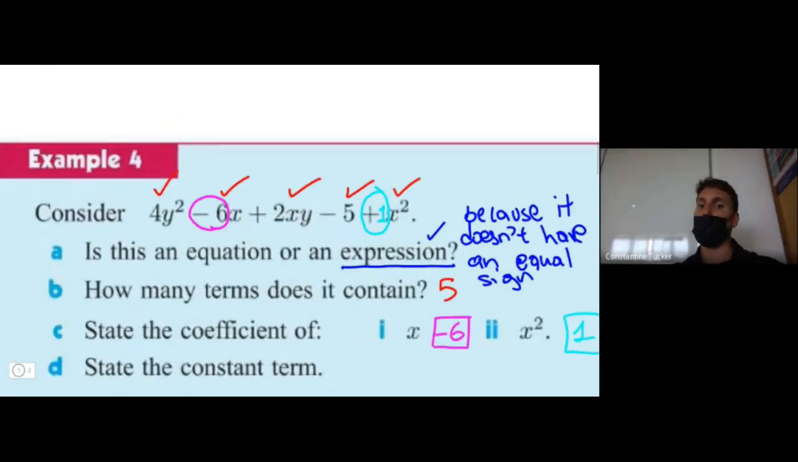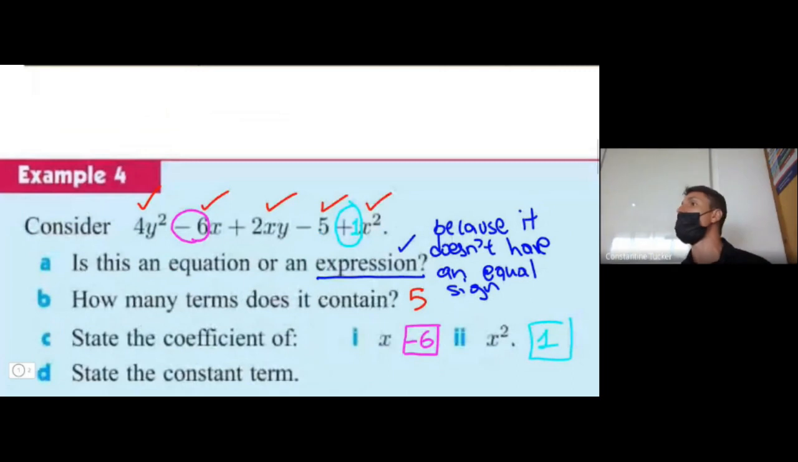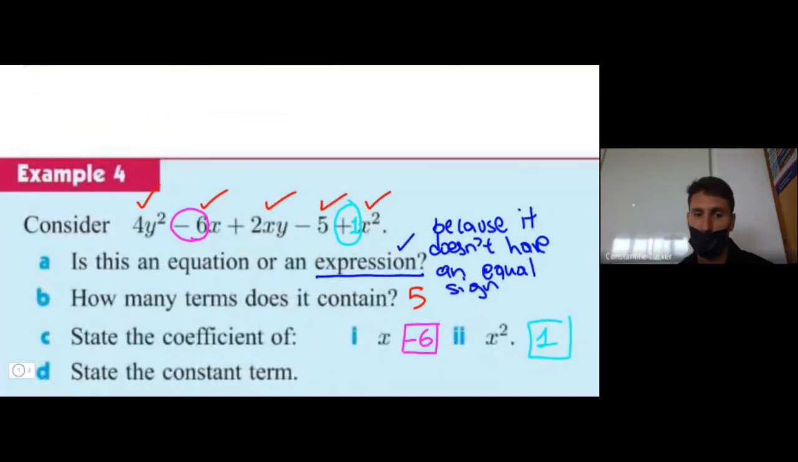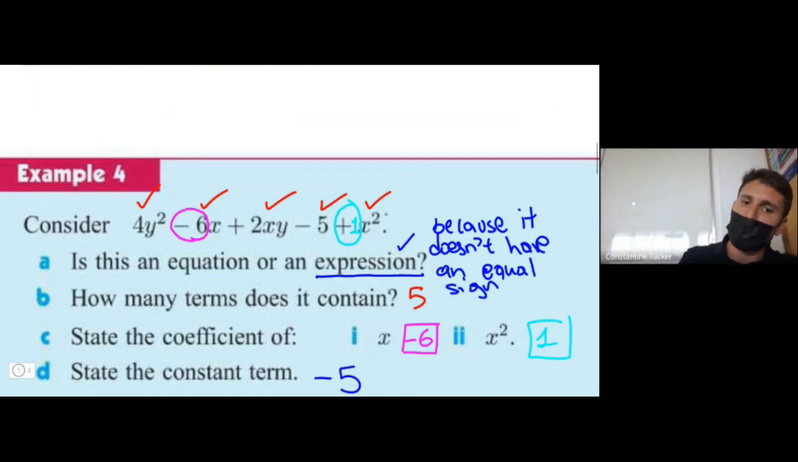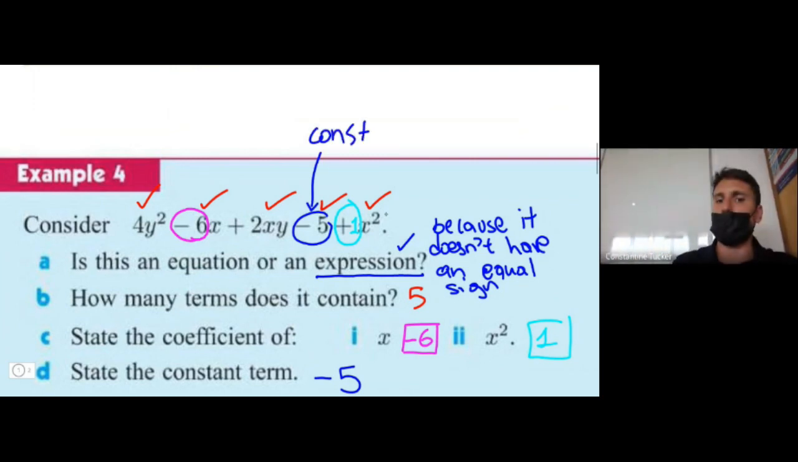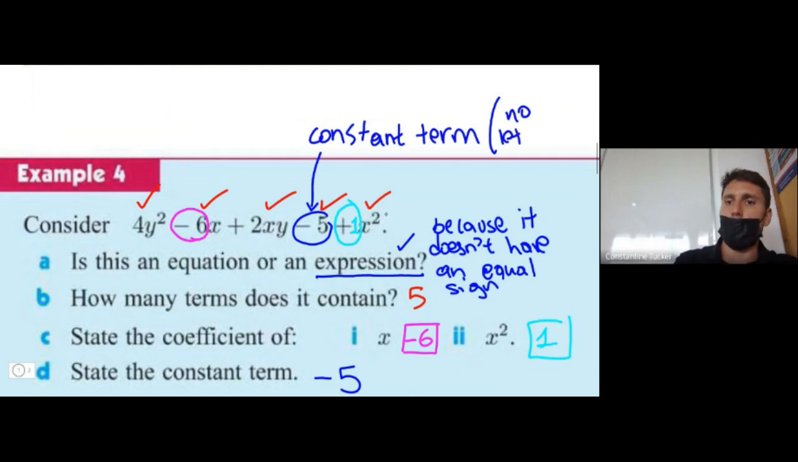Okay, let's do the last one together. Finally, the constant term, Mr. Constantine's cousin. Very close. Oh, -5. So pay attention here, guys. We've got an important announcement to make. This is the constant term, -5. How do we know it's the constant term? Because it has no letters. Exactly. No letters, no variables. So that would be the constant term.